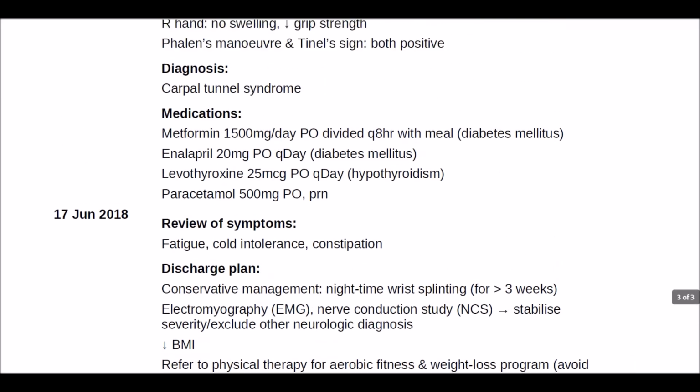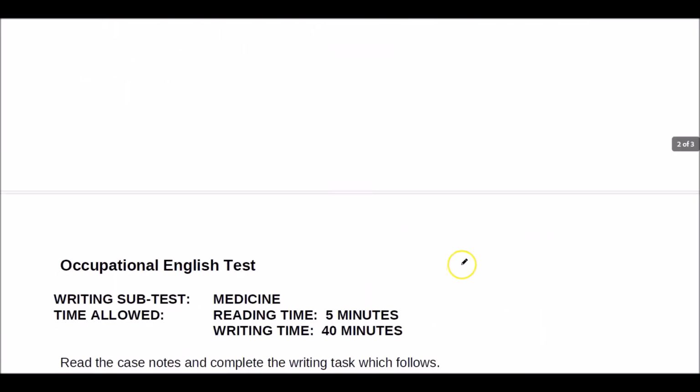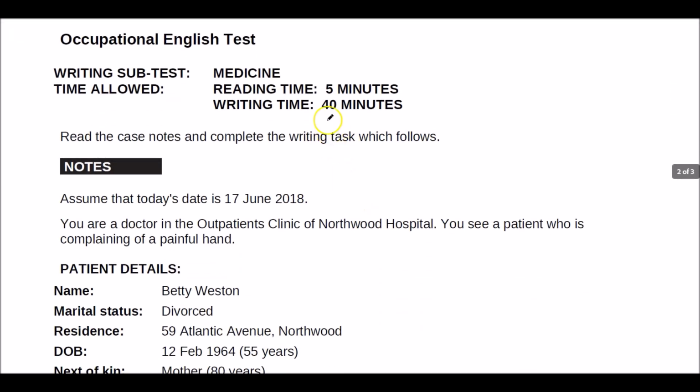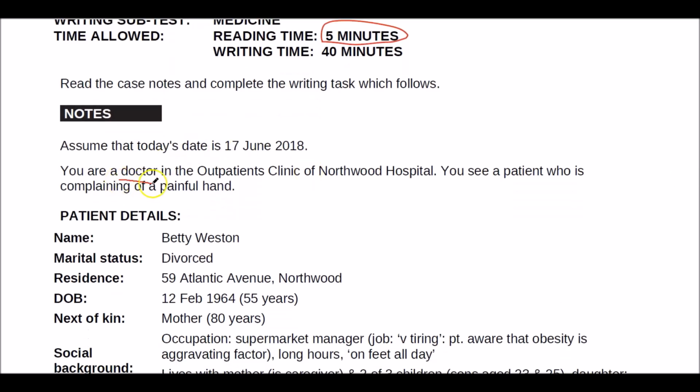Again, we're just scrolling through these notes. Now you would do this in the 5 minutes before you actually start writing. You've got your 5 minutes of reading time. In that reading time, you're not allowed to make any mark or start writing, but this is what you need to do. You have a doctor, and a patient complaining of a painful hand. Okay, so let's see what we need. The job of the therapist is to provide a splint and carry out a workplace assessment.